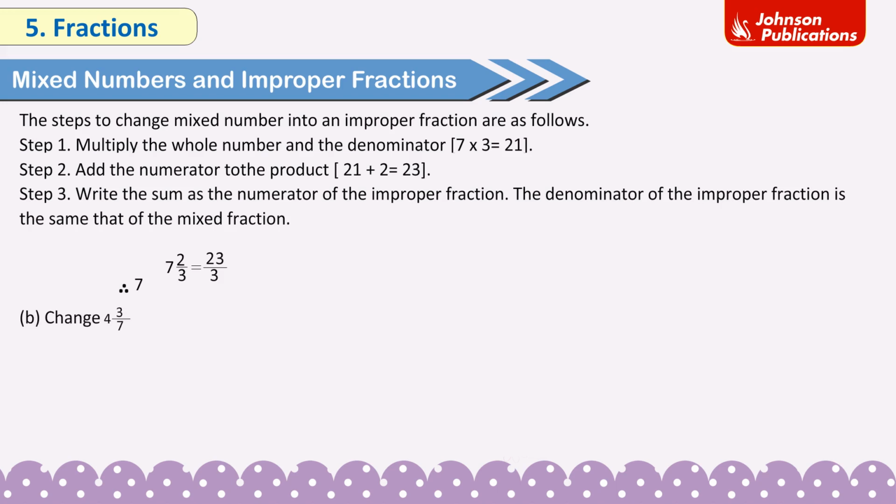B. Change 4 and 3 by 7 into an improper fraction. 4 multiplied by 7 is equal to 28. 28 plus 3 is equal to 31. 4 and 3 by 7 is equal to 31 by 7.